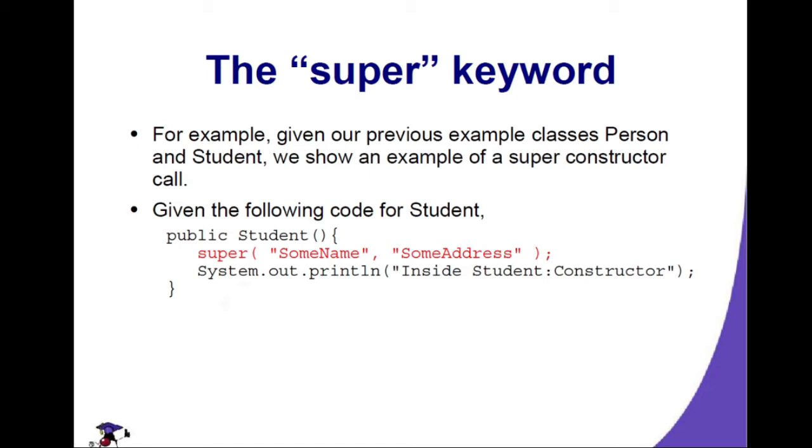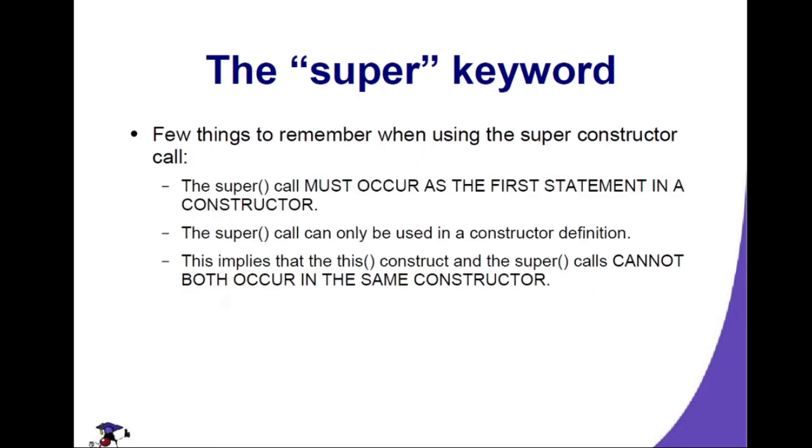Let's say we are calling this super constructor. The super constructor call must always occur as the first statement in the constructor, and it can only be used in a constructor definition. This also implies that the this constructor call and the super constructor call cannot both occur in the same constructor. As we discussed in part 2 of creating your own classes, we discussed the this constructor call. If we use the this constructor call in a certain class, we cannot combine it with the super constructor call at the same time.